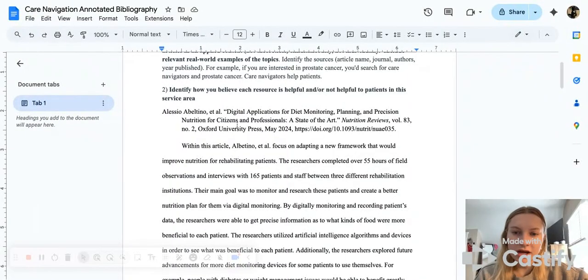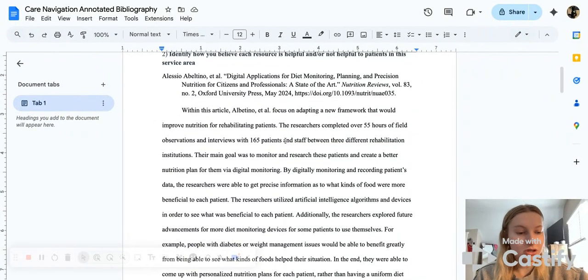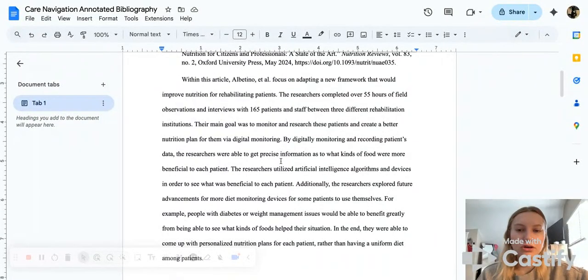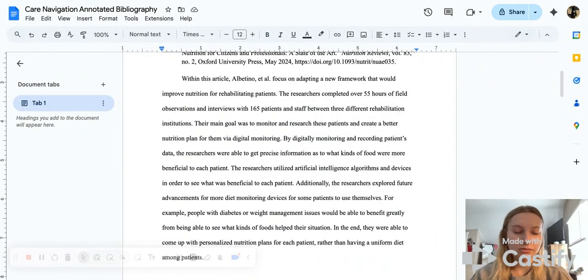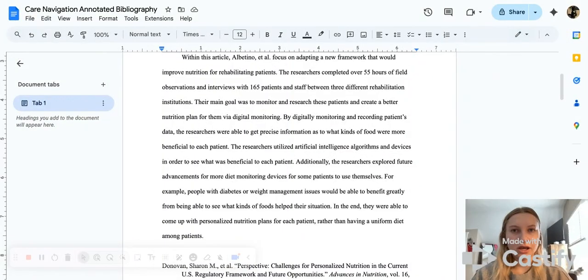So, for my first article, I chose one by Albertino et al. It is part of the Nutrition's Reviews, Volume 8, Number 2 journal, and it was published in May of 2024. And within this article, a bunch of researchers went out and they completed over 55 hours of field work, including observations, and they interviewed over 165 people that included patients, staff, care navigators, and this is all between three different rehabilitation institutions.